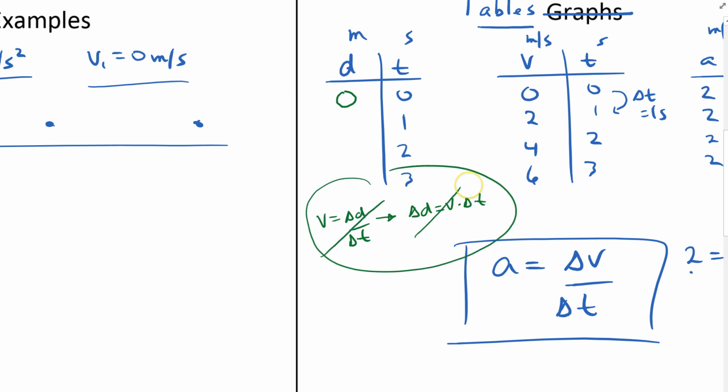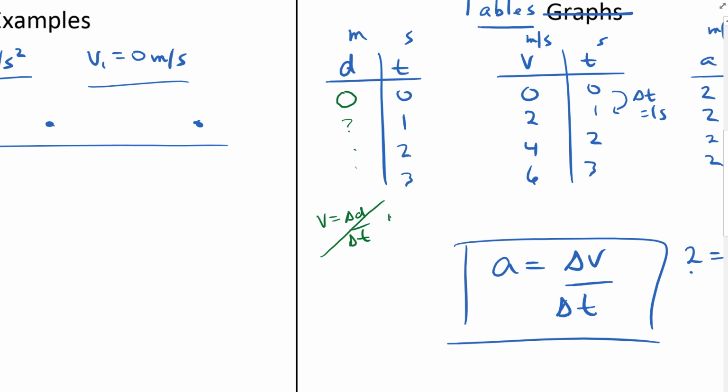These ones don't work because it's not at a constant velocity. The velocity during the first second starts at 0 and ends at 2. So how are we going to figure out how far it goes after 1 second or 2 seconds or 3 seconds and all that? How are we going to figure all this out?